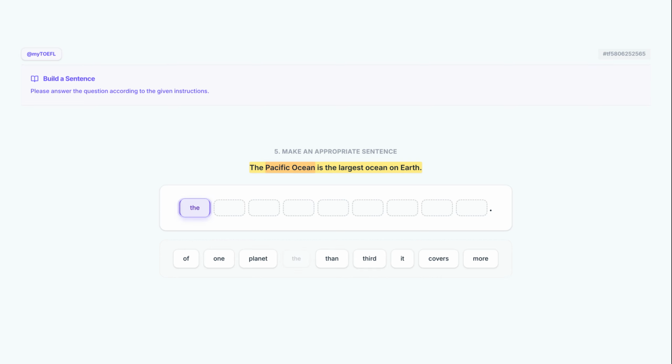Let's construct the sentence word by word. First, we drag the pronoun it to refer to the ocean. Next, we need the verb, so we place covers. Then, we add the comparative more, followed by the conjunction than. Next, we place the number 1. Then, we add the fraction third. After that, we use the preposition of. Then, we add the article the. Finally, we place the noun planet.